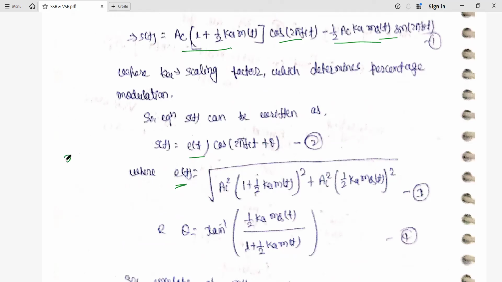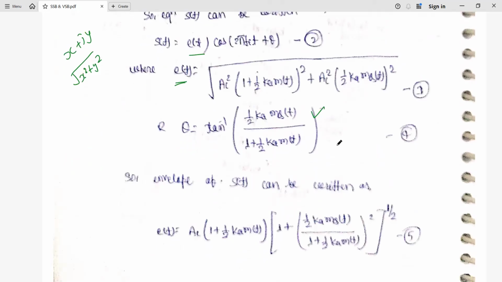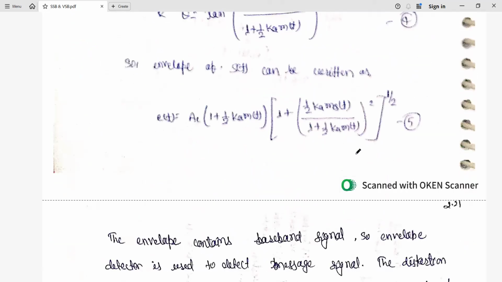This is just like if you have x plus jy. So how do you get the magnitude? x squared plus y squared, under a square root. A similar condition is here. This is for the in-phase component and this is for the quadrature component. And the angle is what? Tan inverse of y by x. So the same condition is here also. And finally, this envelope can be written in this format.